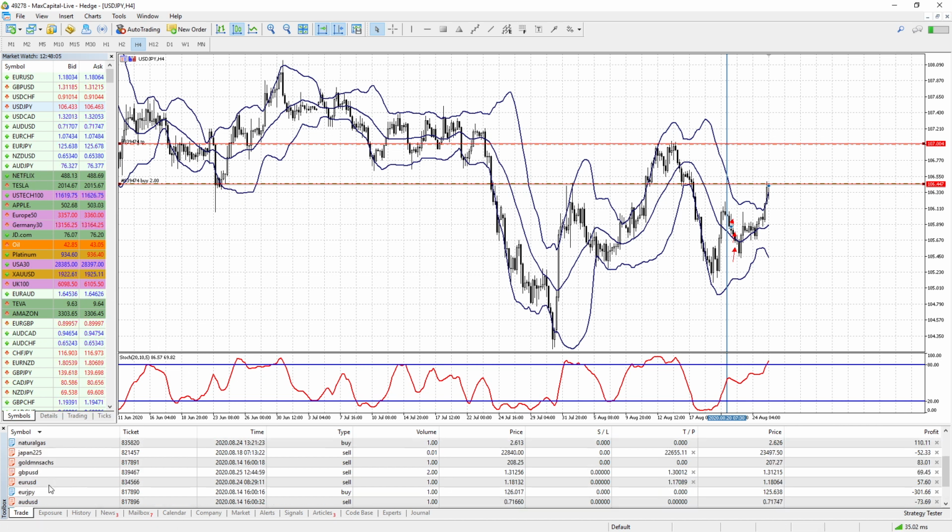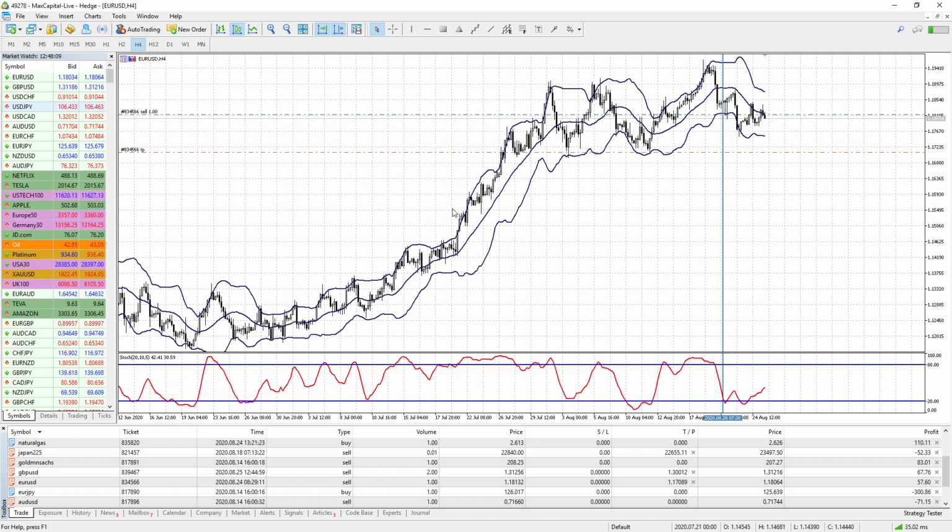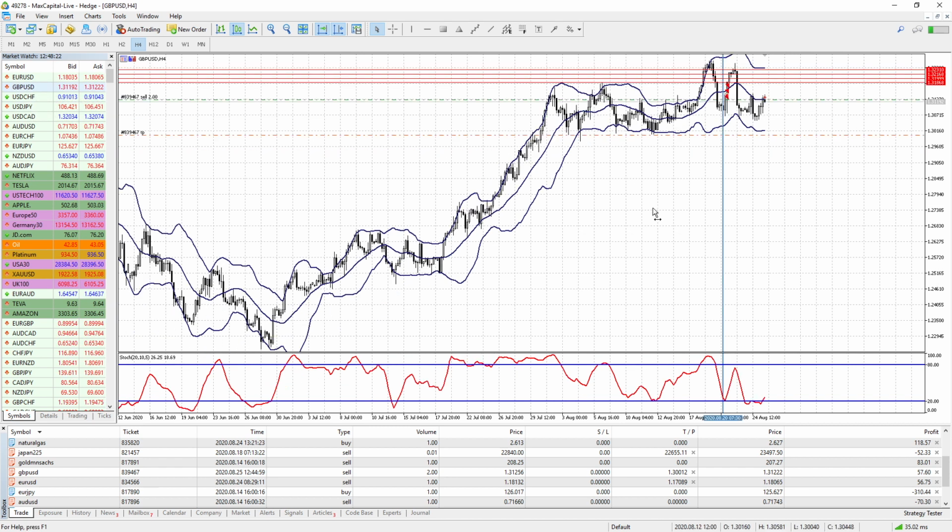Let us quickly check how the EUR/USD is going at the moment. The mark is the same as I told you, that I am going to go to the resistance level. Okay, GBP/USD, let us check.